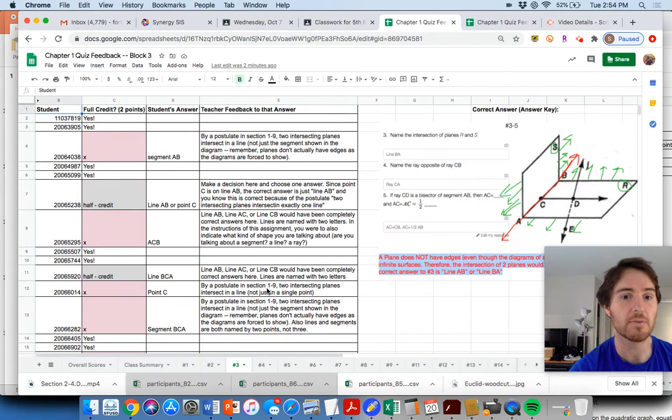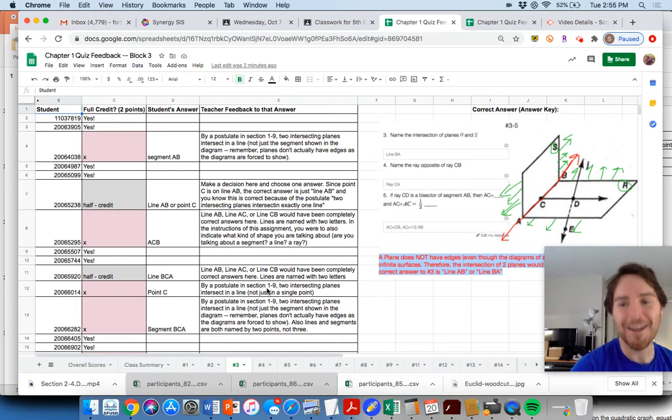Okie dokie, stuff started to get a little bit harder on number 3 because, yeah, planes have edges, my friends. Sorry, planes do not have edges. Hopefully I haven't been saying planes have edges too much. Please stop me when I make mistakes like that, or let me know. Okay, so planes do not have edges. The diagrams imply that they have edges, but they don't, right?